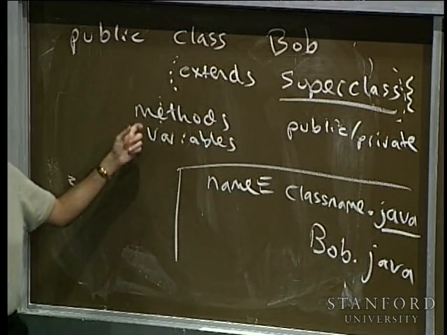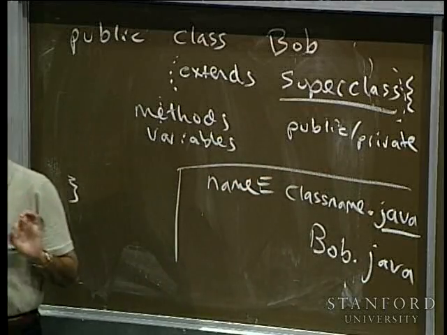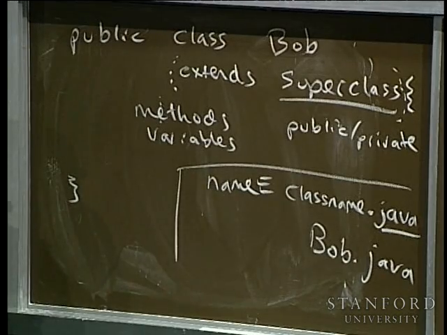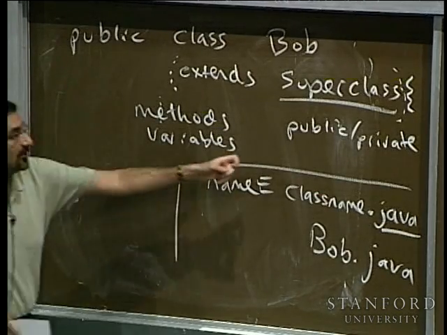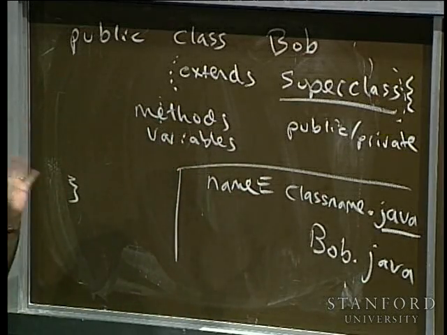If they're private, they can only be accessed by other methods inside of the class. So if I have some method or some variable inside Bob that's private, the only things that can refer to it are other methods inside Bob. If I have some other class Mary, the methods in Mary cannot refer to the private members of Bob. So that's the important thing to keep in mind.